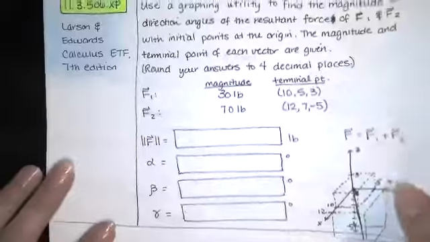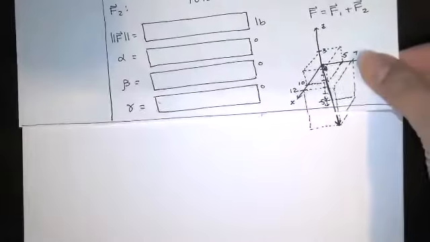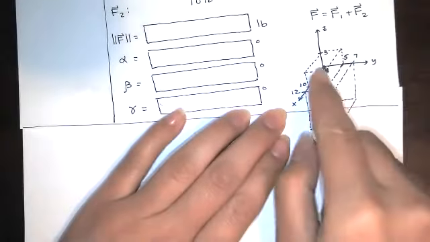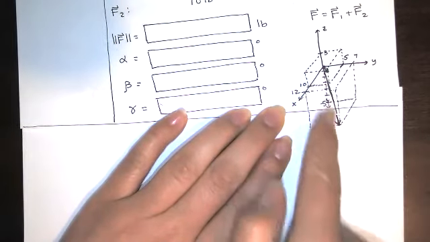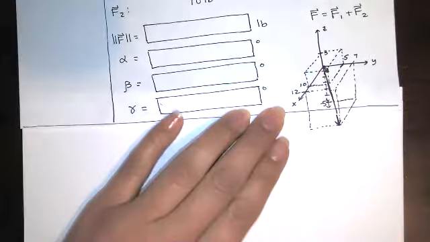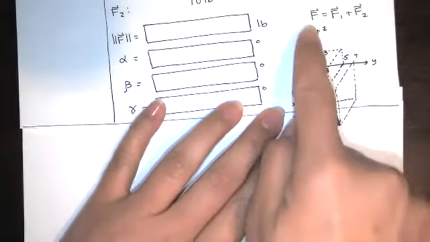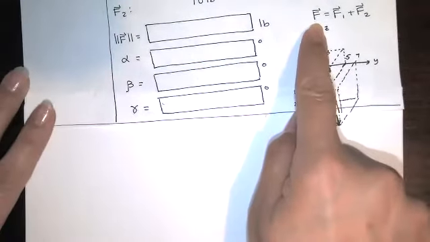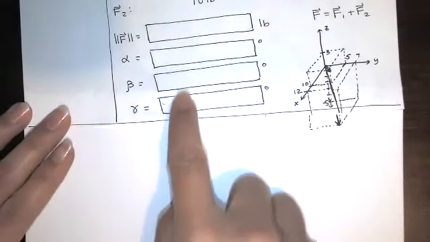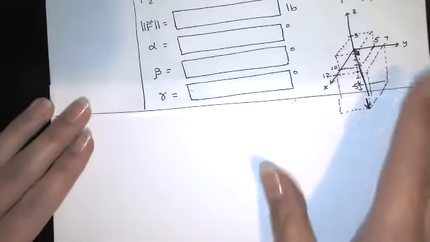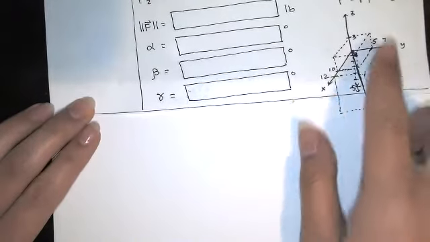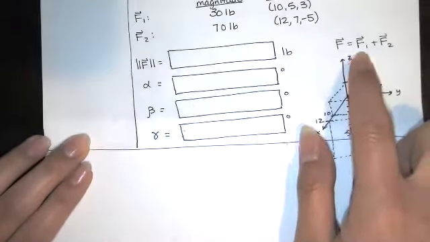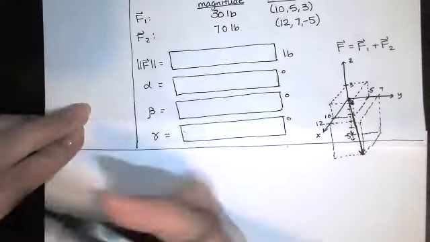Okay. So again, let's look at this picture from earlier. I've got a force of 30 pounds acting in this direction, a force of 70 pounds acting in this direction, and I want to know what is the sum of those 2 forces, what is its magnitude, and what are the direction angles associated with that. Okay, so in order to start this whole process, first I need to find the component form of F1.